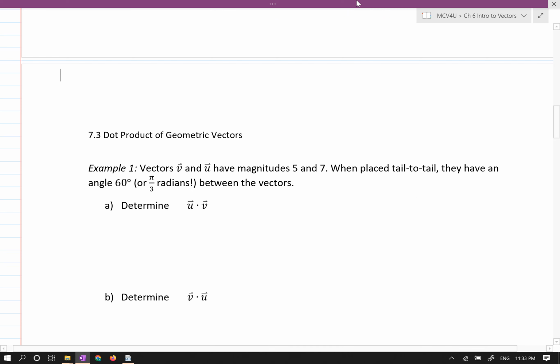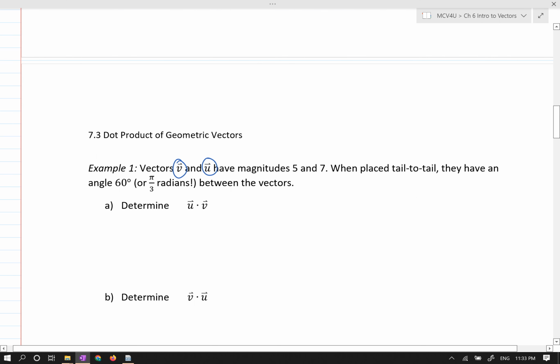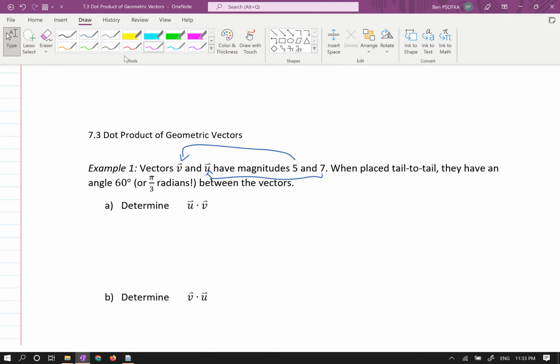So let's consider here, we have two vectors. Our two vectors are vector v and vector u. They have magnitudes 5 and 7, respectively. So we'll say vector v has a magnitude of 5, vector u has a magnitude of 7. When these two vectors are placed tail to tail, they have an angle of 60 degrees or pi over 3 radians between the two vectors. So let's start off and we'll sketch our two vectors.